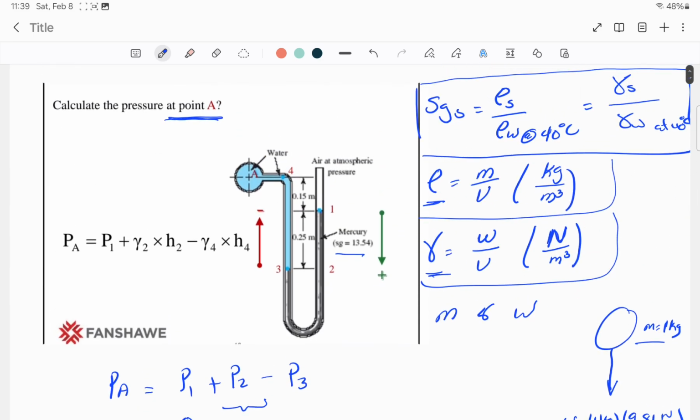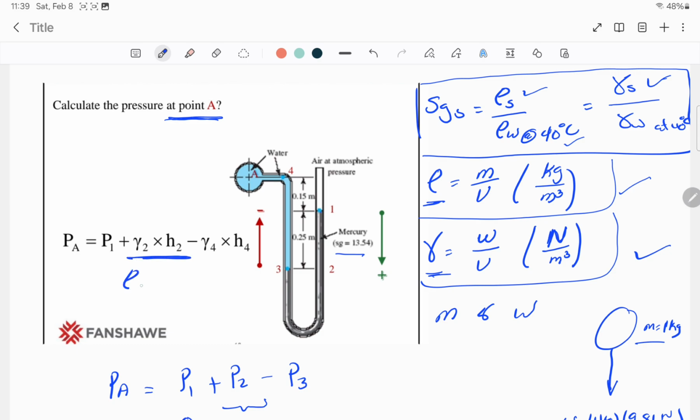So basically, the main point of this video is that SG, specific gravity, is a ratio between the density of the substance and the density of water at 4 degrees Celsius. It also equals the specific weight of a substance divided by the specific weight of water. And that's the equation for density, that's the equation for specific weight. As I said before, he might give you either one. You're not always going to use this formula.